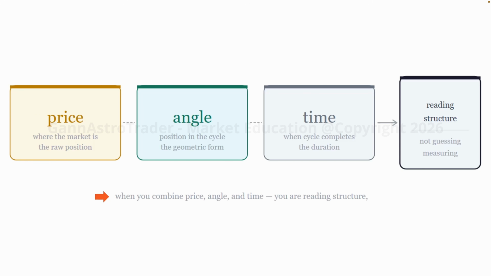Price tells you where the market is. Angle tells you the position inside the cycle. Time tells you when that cycle is likely to complete. When you combine all three, you're no longer guessing, you are reading structure.